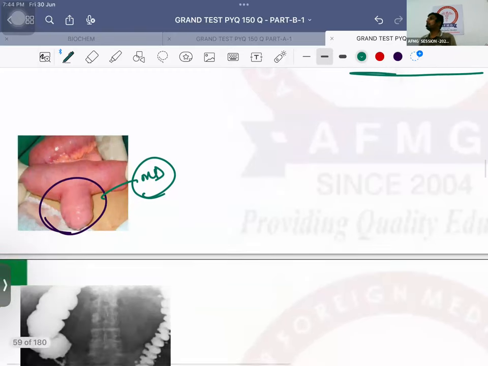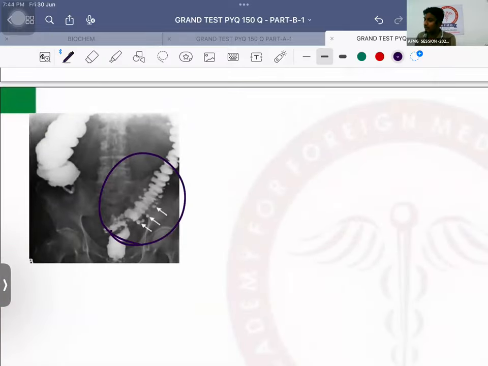Investigation of choice: Technetium 99 pertechnetate scan. Treatment will be, if it is a wide base and a wide mouth, leave as it is. If it has a narrow base and a narrow mouth, go for resection. Please remember, that is diverticulectomy. Okay, what is this? Barium enema showing which classical sign?